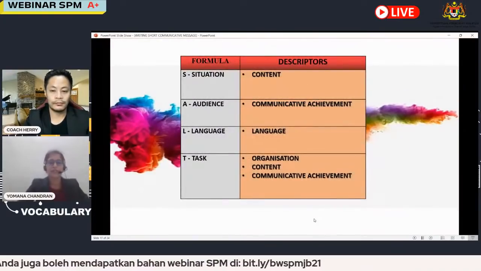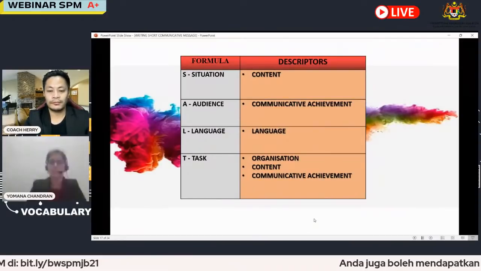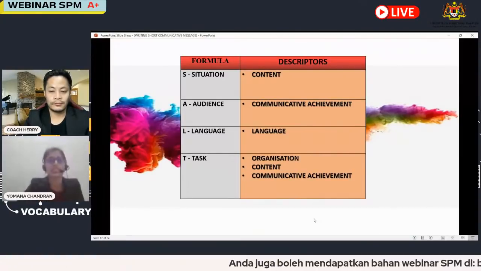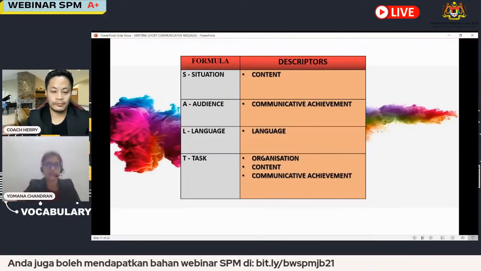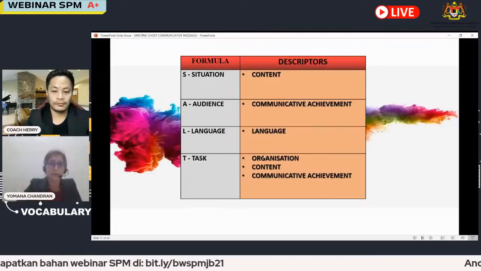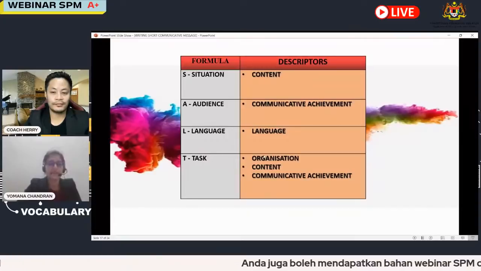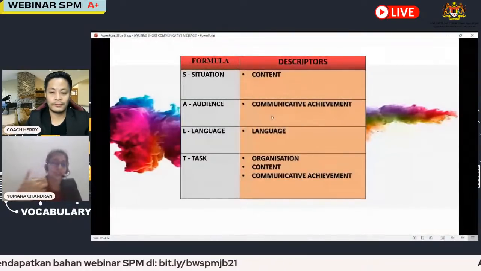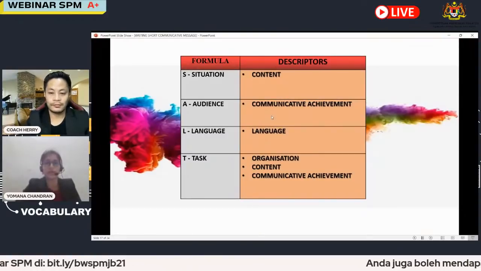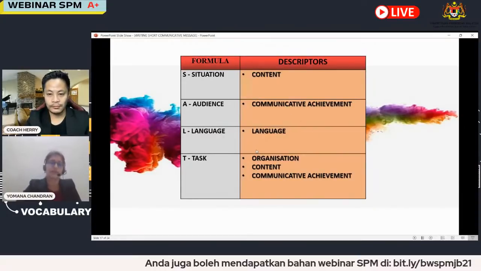All right. So here, let me show you how relatable each element in the formula is to the descriptor in the assessment scale. First, as for situation, it is related to the descriptor called content, because you're supposed to know the underlying issue in the question. Next, when we talk about audience, the related descriptor is communicative achievement, because the audience will tell you which style of writing you're going to use, which tone you are going to use. Next, when we talk about language, yes, the descriptor related is definitely language.